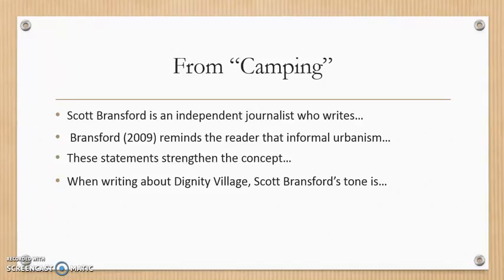Notice one of the students wrote Scott Bransford is an independent journalist. So they did a little bit of research on the author to see how his effectiveness in writing this article came to play. It really spoke to his credibility. Bransford reminds the reader that informal urbanism, that's one term in the reading that I thought was very interesting. Is he using a connotation there? Is he trying to use a euphemism to kind of put a different spin on where the people live? Then maybe you're going to look at some of the statements that strengthen some of the concepts he wrote. Or you might focus on Dignity Village and what his tone was when he described Dignity Village.